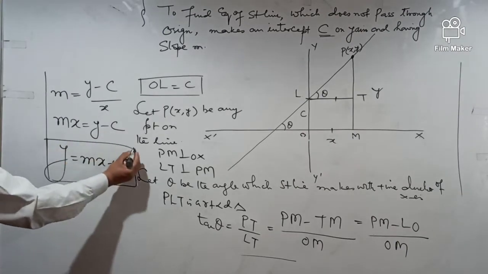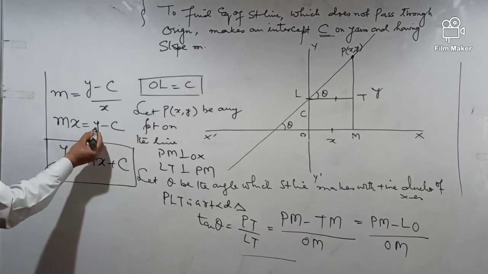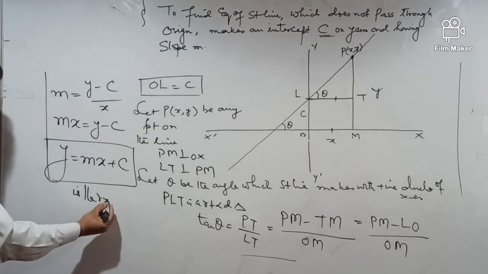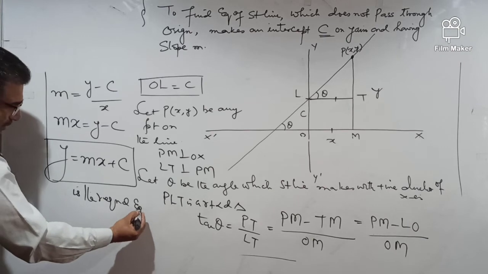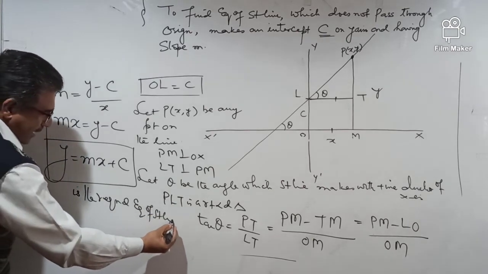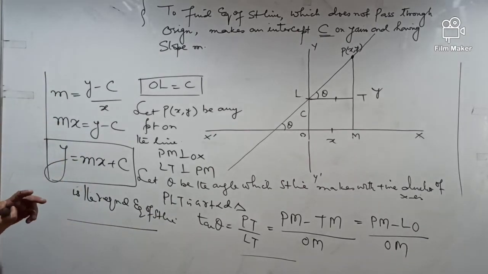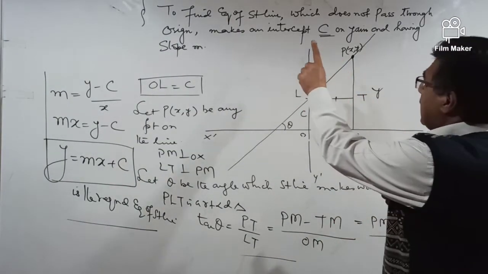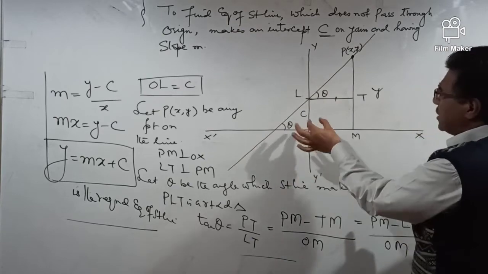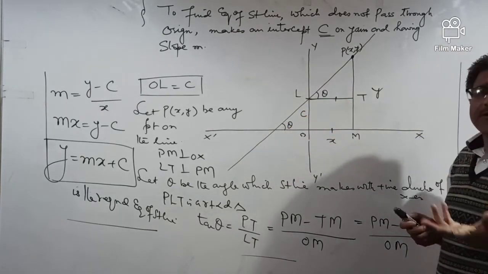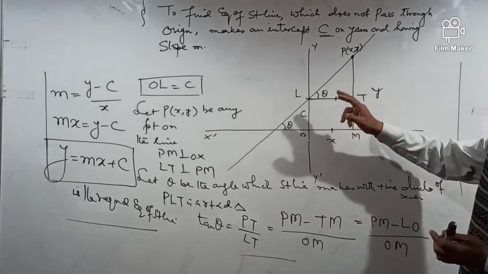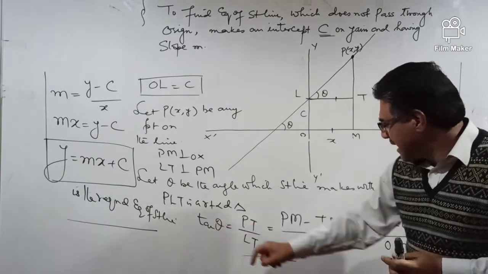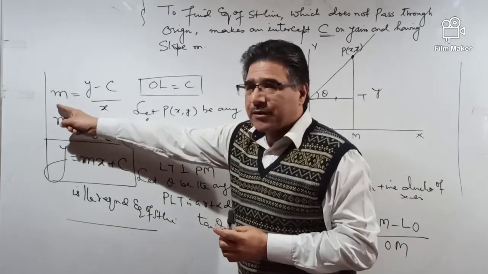That is y is equal to mx plus c. This will be y equal to mx plus c is the required equation of straight line. So what you have to remember? You have to remember that any line which does not pass through the origin but which makes an intercept c on the y-axis and having slope m, because tan theta is m. So instead of this tan theta, I have put the value m, right?